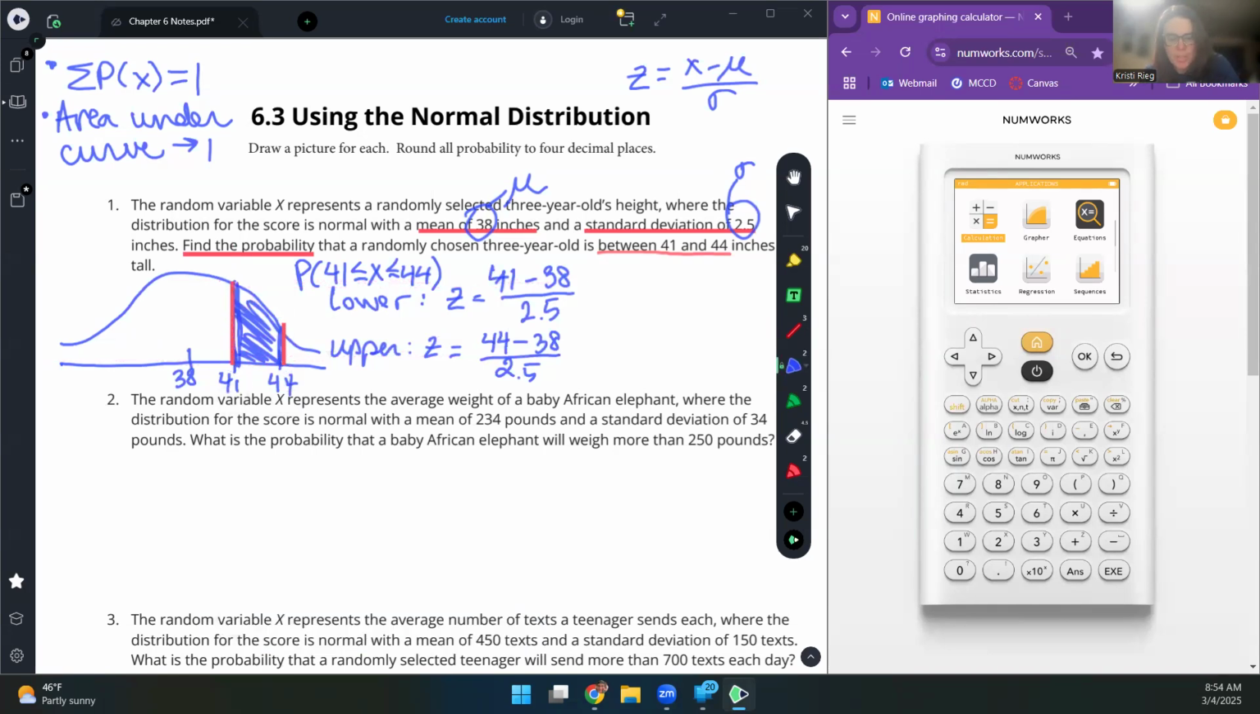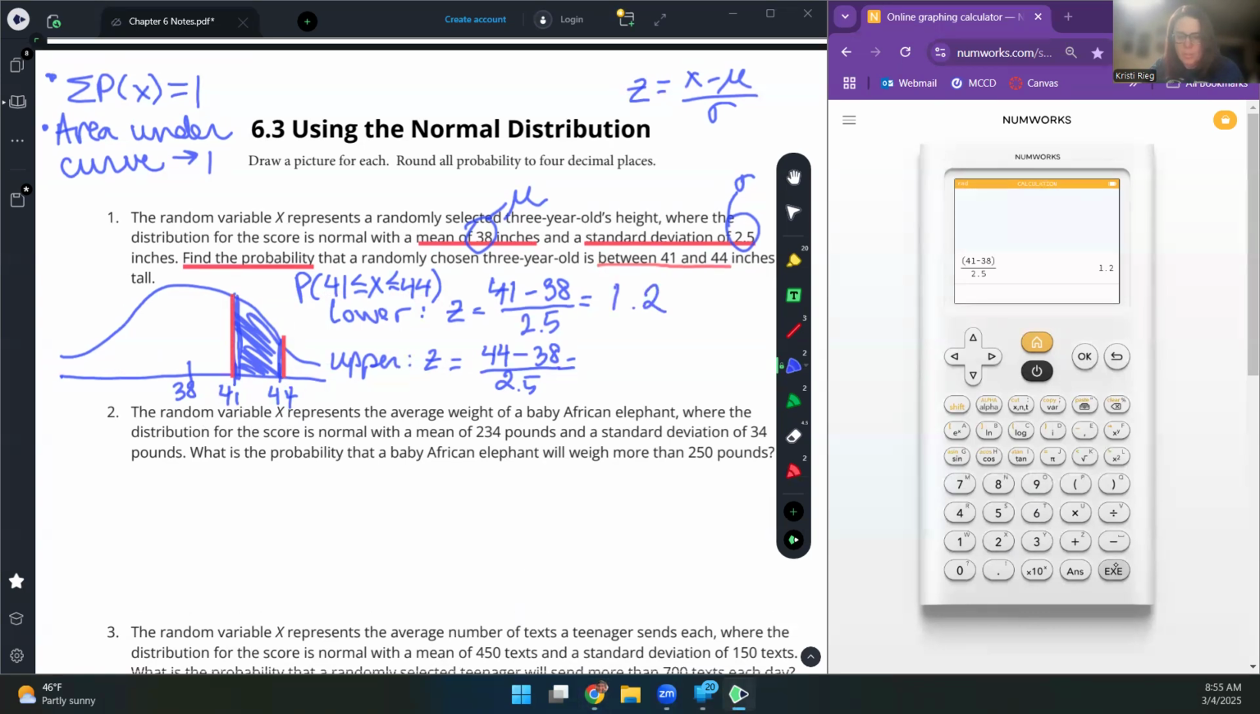Okay, so I need to calculate both of those z-scores. I go to my calculator and I have a fraction, so I'm going to put it in parentheses, 41 minus 38, and then divide the whole thing by 2.5. I get 1.2 as my lower z-score. Then doing that same thing, I copy my equation, just changing the 41 to 44, and I get 2.4 for my upper. All right, those are the z-scores. I want to find out what's going on in between.